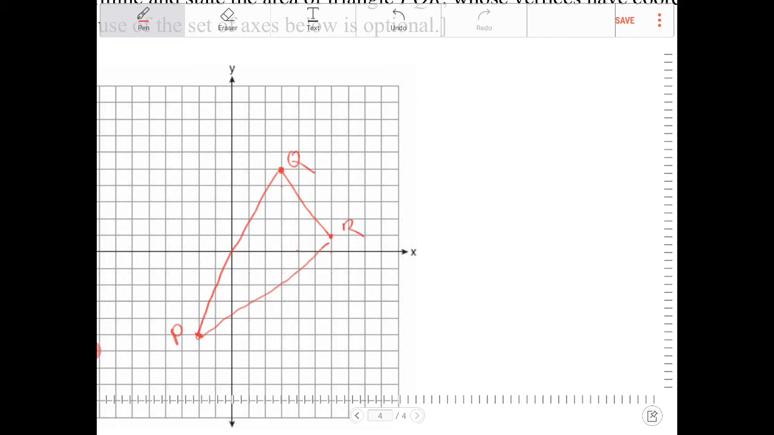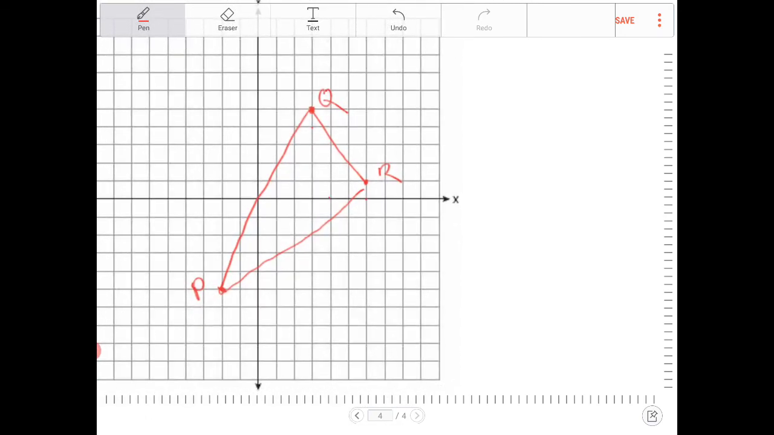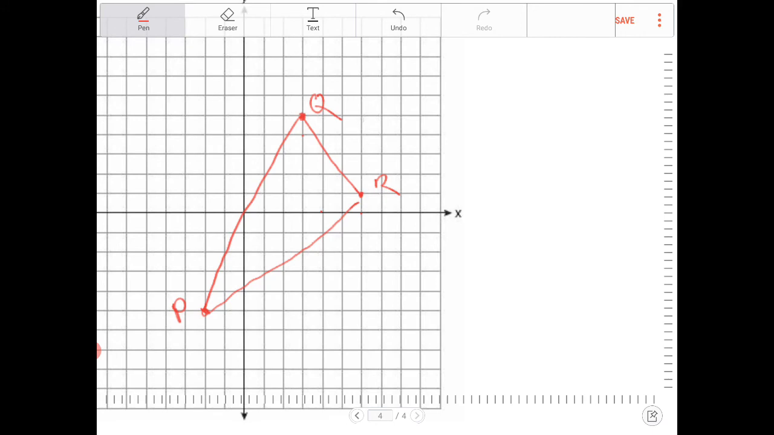Okay, so looking at this, I go over 3 and down 4. Here I go over 2, 4, 6, 8. And here I go 2, 4, 6. So I immediately notice that this is going to be a right angle.